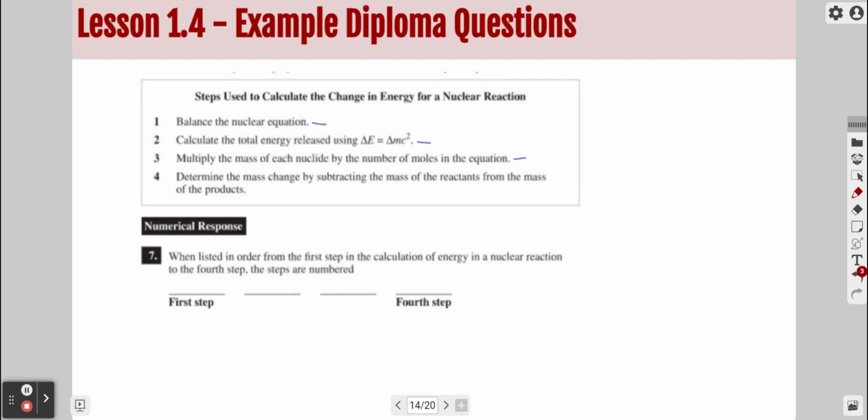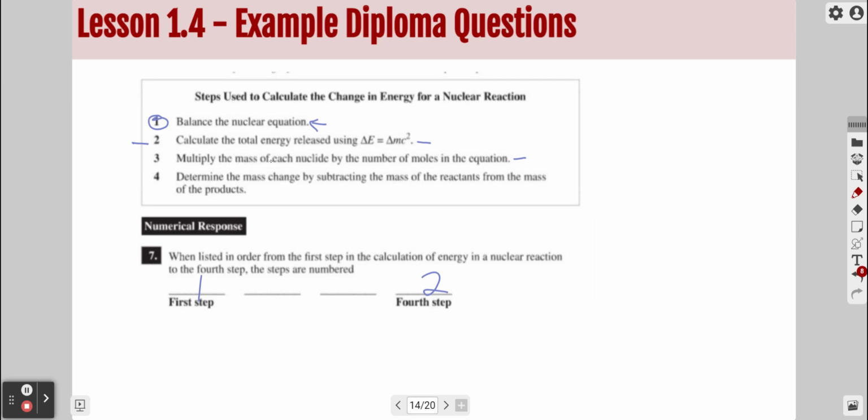So, first thing you always have to have is a balanced nuclear reaction. So that is going to be our first. Okay. Last, calculate the total energy released. That's going to be our last, so let's put it there. And then which one of these comes first?